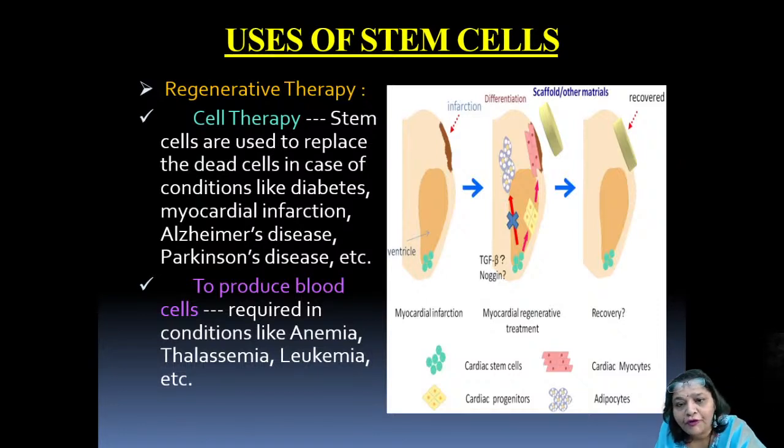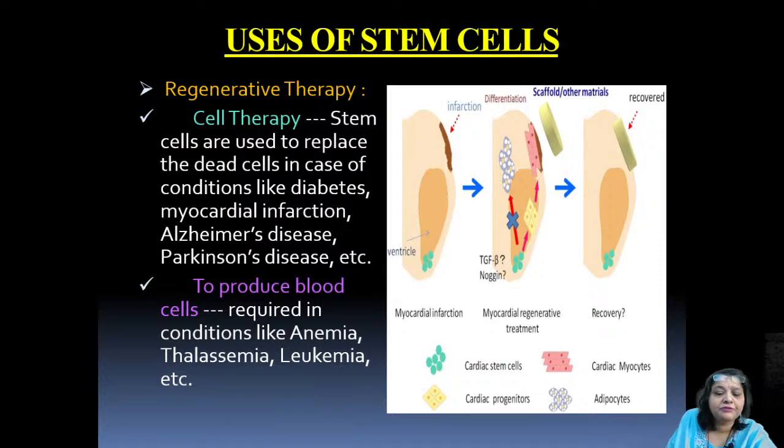Now here is a picture of myocardial infarction, where you can see the infarction, the damaged tissue on the surface of the heart, on the muscular wall of the heart. The stem cells inside the walls of the heart can be utilized to produce the heart muscle cells, and the damaged part can be repaired. You can see the other materials and scaffold being released, and that part is recovered. So myocardial regenerative treatment can be done using cell therapy.